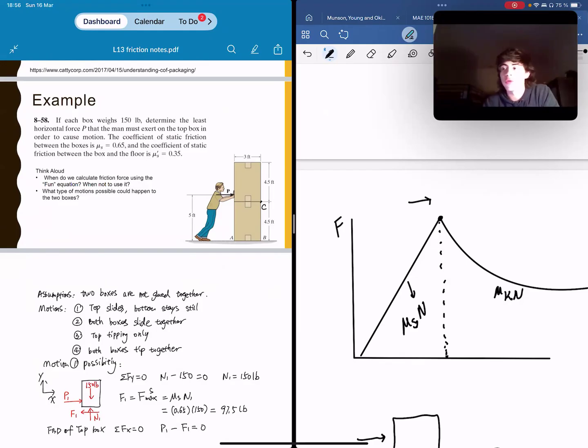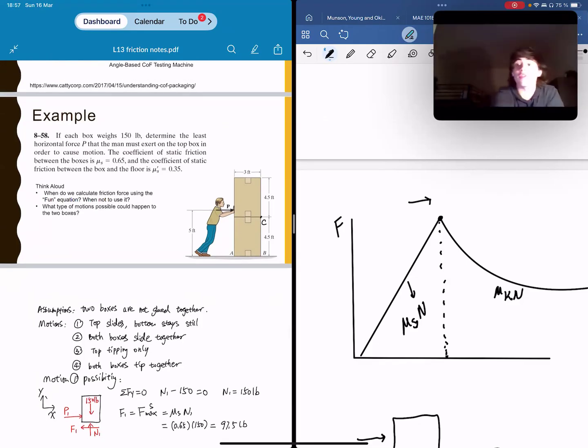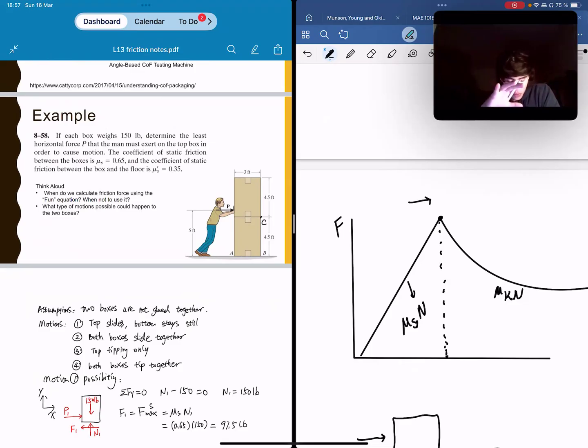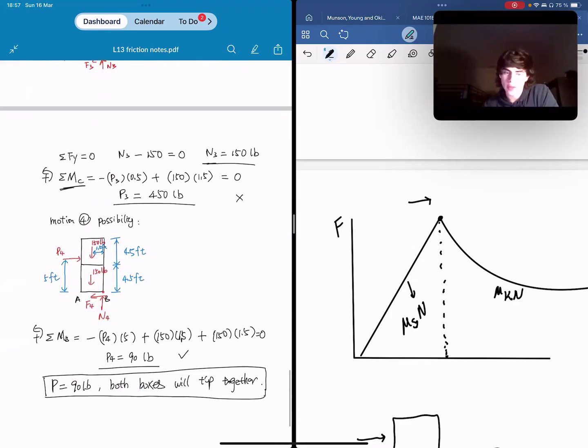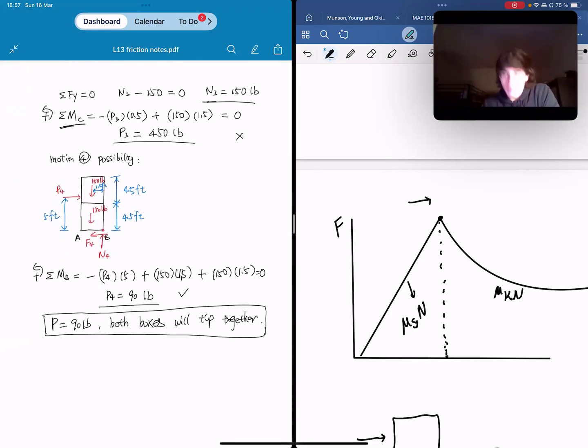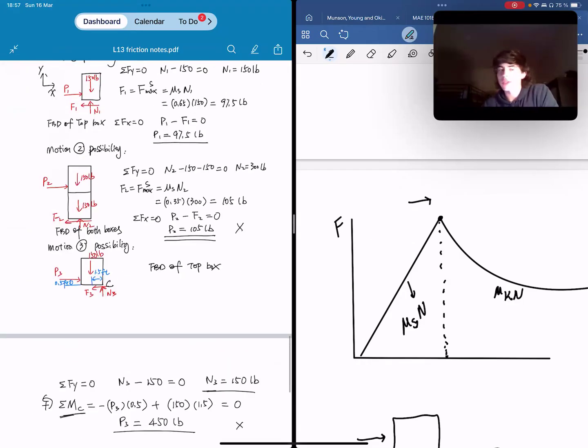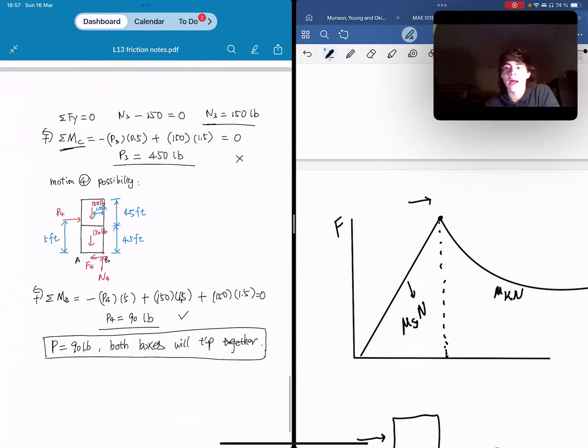So both will move first, right? That could happen, say, on water, or when the surface is really wet and the coefficient of friction is really small. We see it in real life a lot of the time. Then you have the other case in which the top box could tip, or both boxes could tip as well. I think at the end we proved that both boxes will tip together. It's not intuitive, but it can happen, and we proved that.